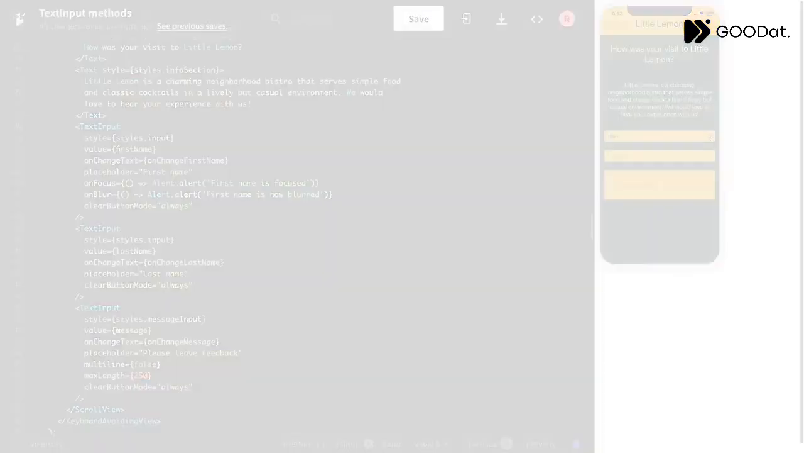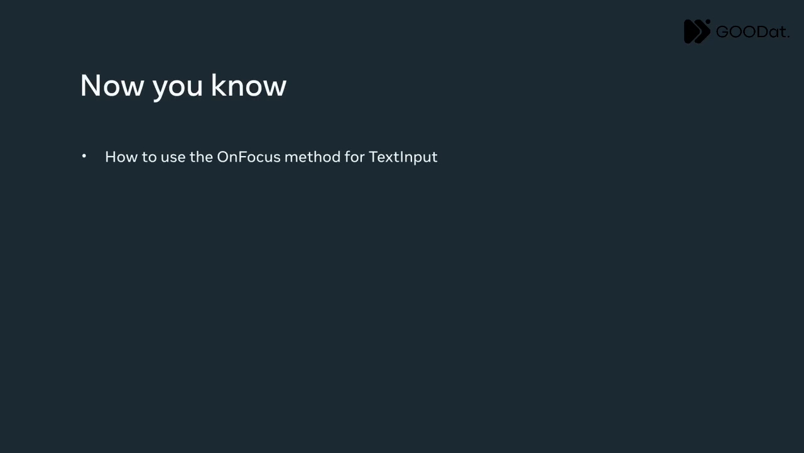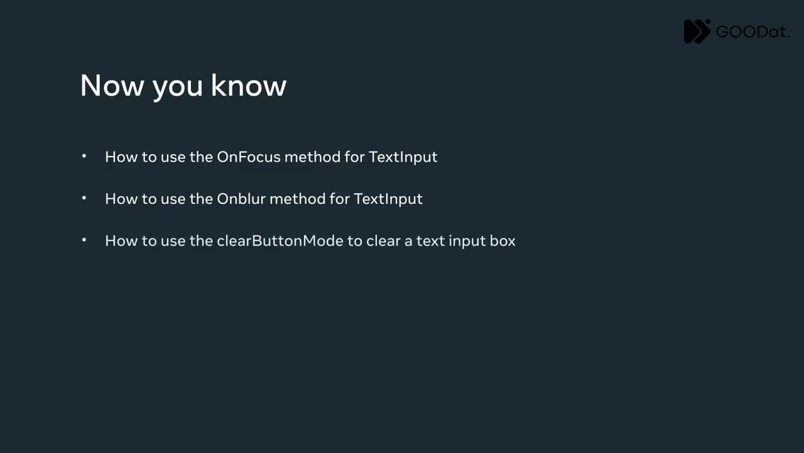In this video, you learned how to use the onFocus method to trigger a response to a text input box being focused, use the onBlur method to trigger a response to a text input box being blurred, and use the clearButtonMode prop to configure a button for clearing a text input box. You're now ready to create forms in React Native that offer a more intuitive text input experience for users. Well done.